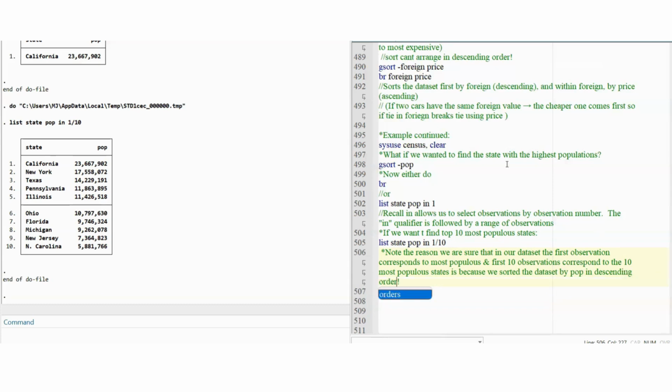The reason we're sure that in our data set the first observation is the most populous state and the first 10 observations are the 10 most populous states is because the data set has been arranged in descending order by gsort. If I hadn't done this, then obviously the first observation and the first 10 would just be random observations. They won't necessarily be the ones corresponding to the most populous states. So that's where gsort comes in. Once you arrange your data set, you know the first observation is going to correspond to the one with the most population.